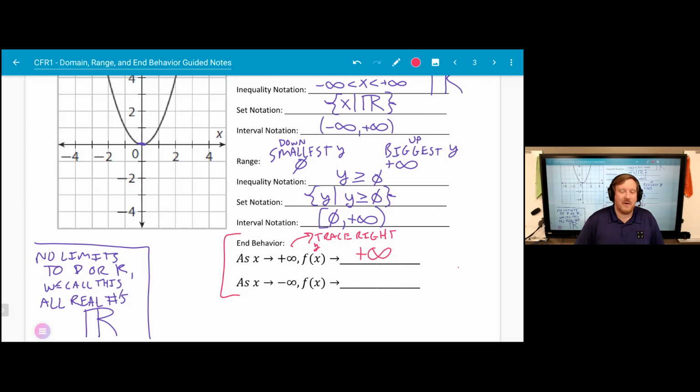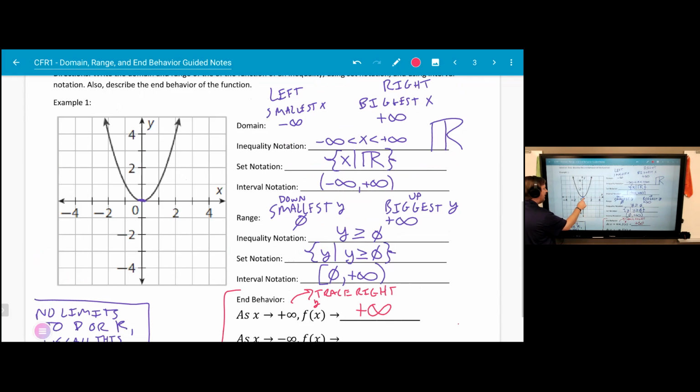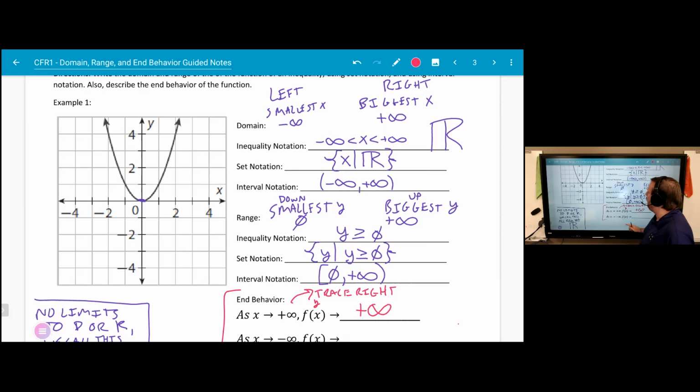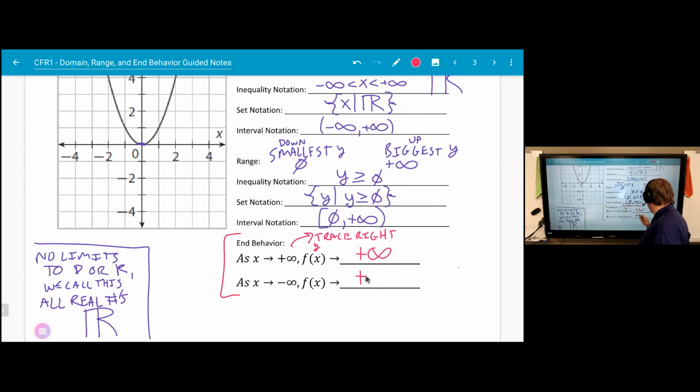Now, for as x goes to negative infinity, put your finger on the function once again. X going to negative infinity means I'm tracing the function left. My x values are getting smaller and smaller and smaller. My y values, however, are going up. They're both pointing to positive infinity. Trace left.